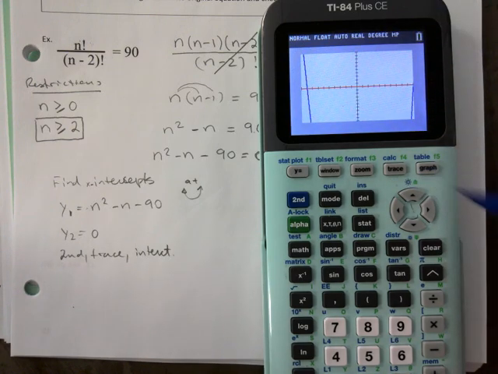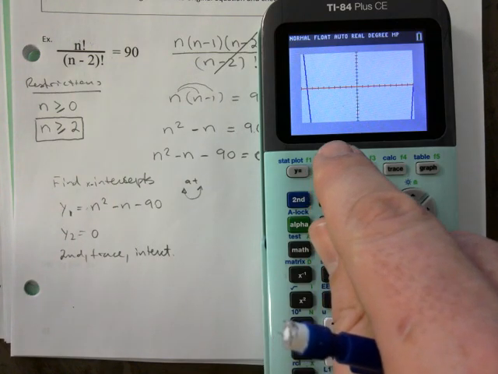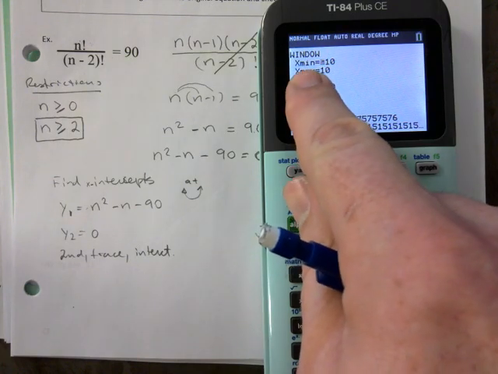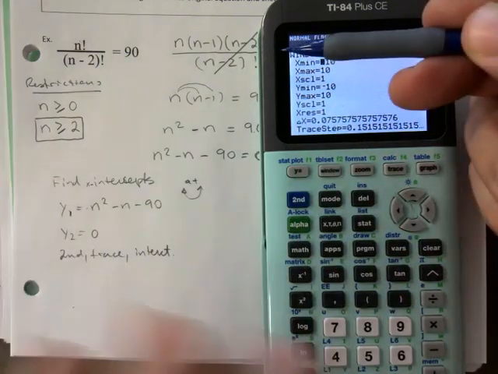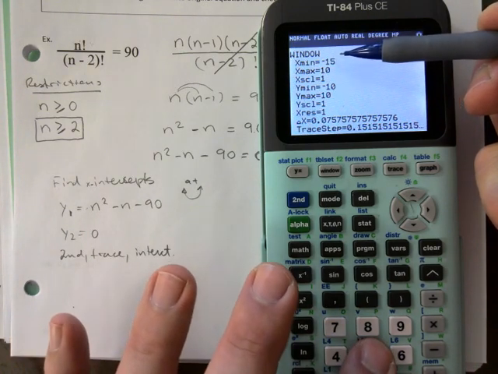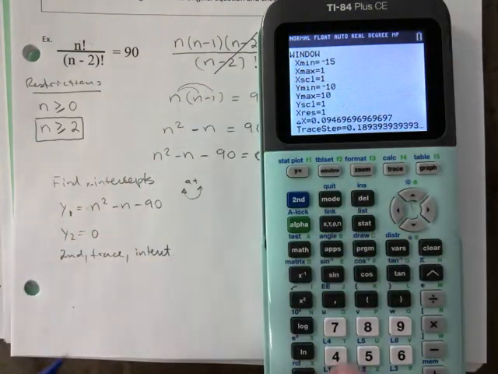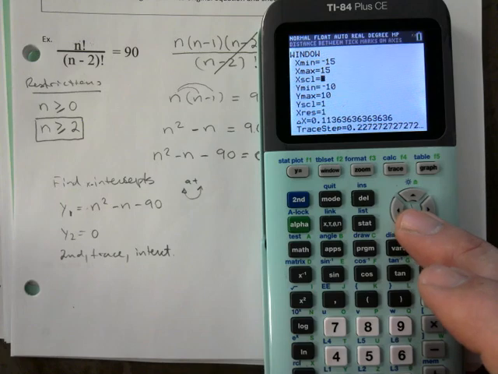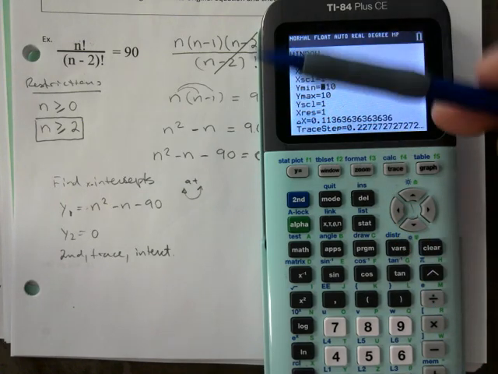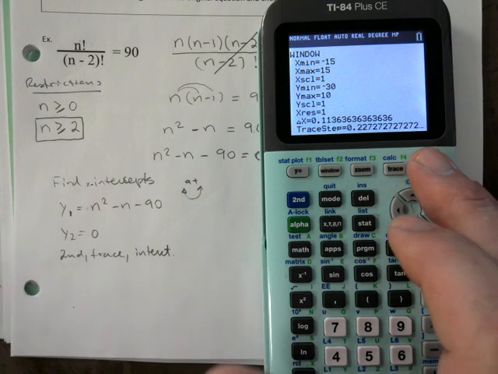So I think from here, I'm just going to press the window button. I'm going to go X min a little bit further to the left. So I'm going to go negative. You got to press the negative button, not the minus. And X max, I'm going to expand that a little bit to the right. So I'm going to go 15. Y min, I have to go a little lower. So I'm going to go -30 here and leave everything else. So let's hit graph one more time.